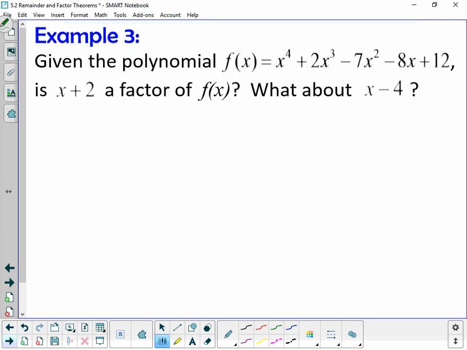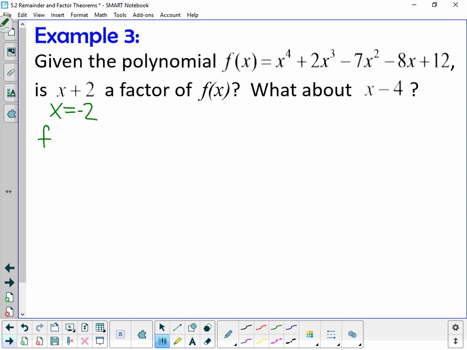So let's see how that will apply. Here's a polynomial f of x. It's a quartic polynomial. I want to know, is x plus 2 one of the factors of this polynomial? Well, it's a quartic polynomial, so potentially it could have 4 factors. I just want to know, is x plus 2 one of those factors? Well, I could use the 0, negative 2 to test that.